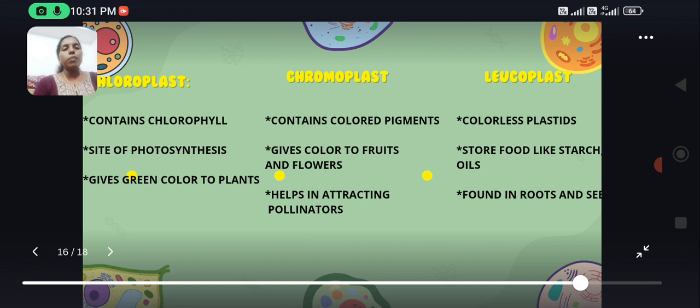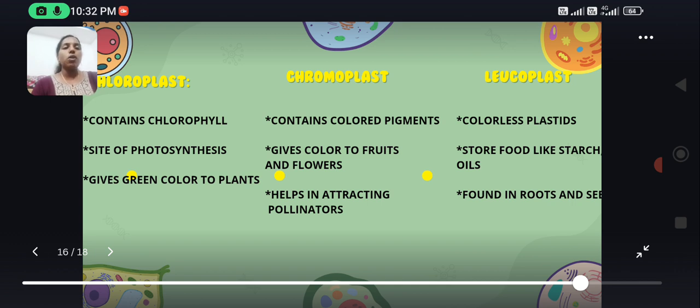Second one is chromoplast, which contains colored pigment. We all know that a lot of flowers such as jasmine, rose, hibiscus are mainly of different colors, isn't it? So, the coloration is due to the presence of such chromoplasts, which give color to fruits, vegetables and flowers. They help in attracting pollinators. Their main function is pollination, such as they attract butterflies and honeybees for pollination. So this is about chromoplast.